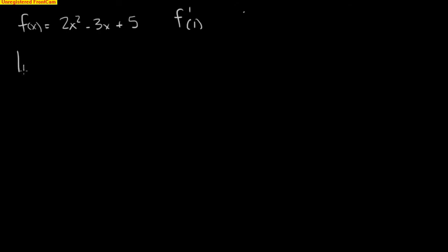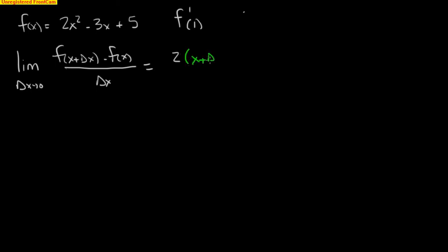So we're going to start off again with the limit definition with the difference quotient, f of x plus delta x minus f of x all over delta x. It starts by taking the original function and plugging in x plus delta x. I'm going to try to color code this for you. We're going to have 2, and then we replace the x with x plus delta x squared, minus 3, and then again x plus delta x, and then finally plus 5.